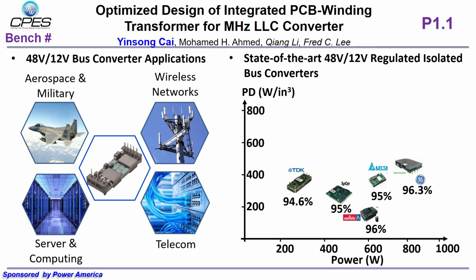The state-of-the-art 48-volt regulated isolated bus converters are shown in the figure. We can see most of them have low power ratings and limited power density. Our goal is to design a 1 kilowatt bus converter with 96% efficiency and power density higher than 550 watt per cubic inch.